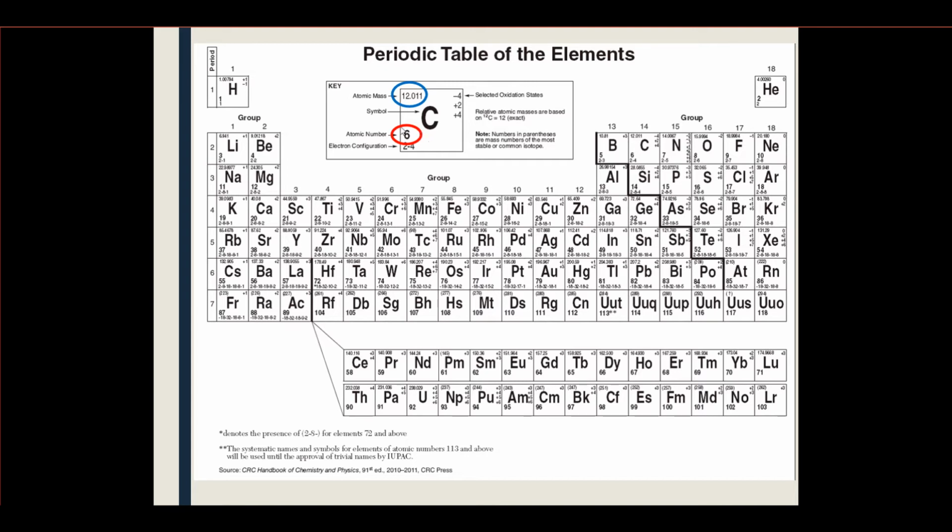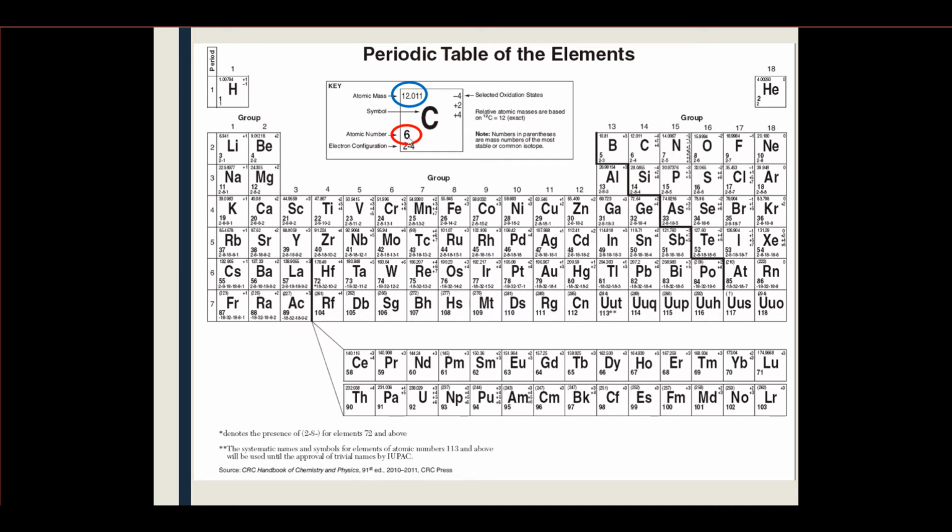So if you look in the lower left corner, there's a number there. That atomic number tells us the number of protons. So carbon has 6 protons. And now we also know that the number of protons equals the number of electrons. So we know that carbon also has 6 electrons.